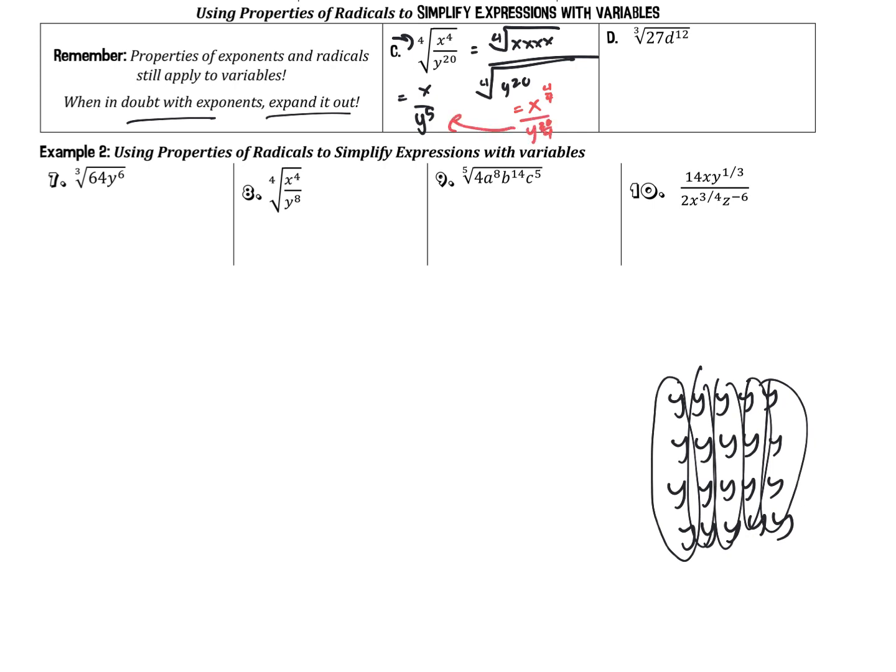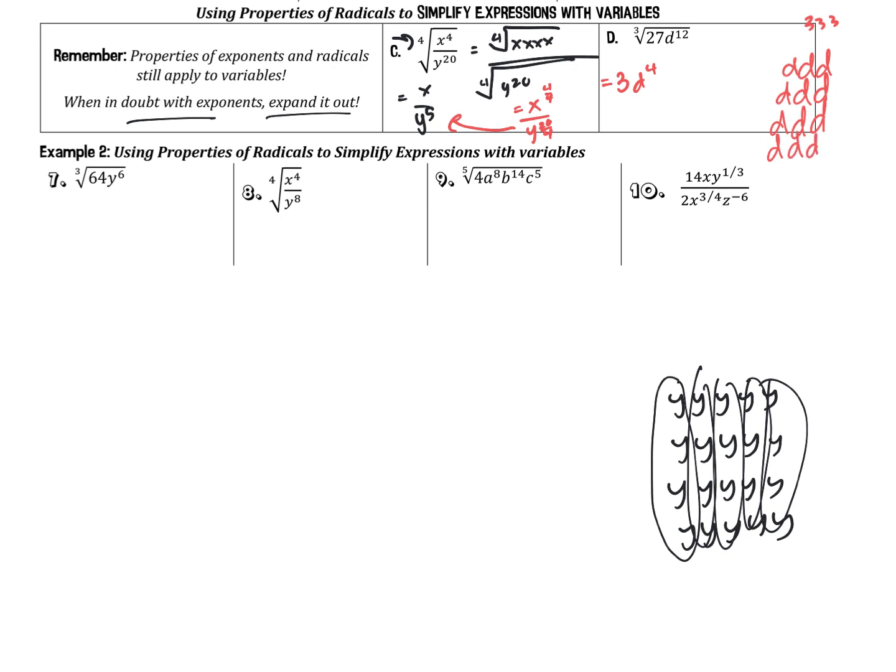get you back here. Now for part D here, 27, the cube root of 27, well 27 is 3 times 3 times 3. So that's going to give us 3. D to the 12th, how many sets of 3 do we have? We have 4 sets of 3. And again, if you're not sure, expand it out. 3, 6, 9, 12. We have 4 sets of those D's.